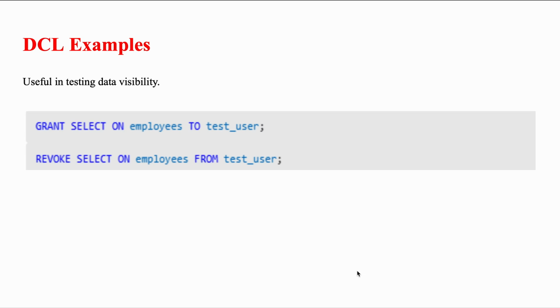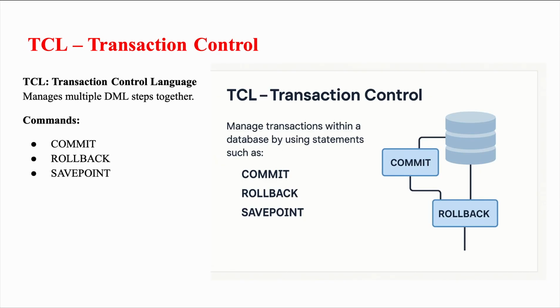A QA user can only view data but not edit it. The developer might use the grant statement to give access. To remove access, the revoke statement can be used. You can validate whether permissions work as expected, especially in login flows or admin panels.